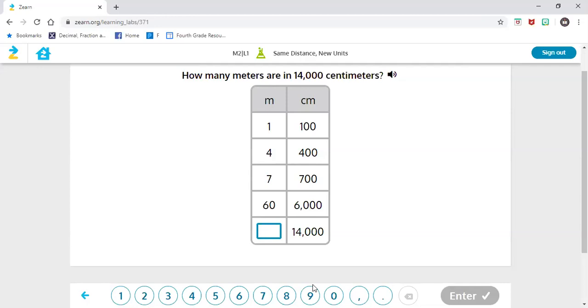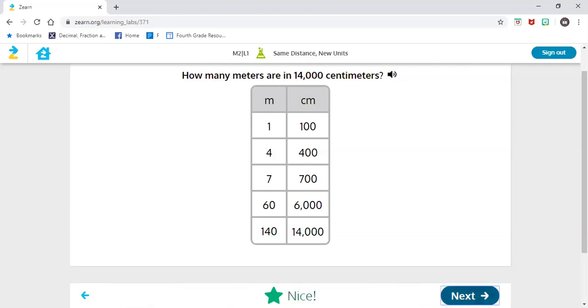Okay, so now this time I'm calculating centimeters, how many meters are in 14,000 centimeters. So I'm going to divide by 100. And that's going to give me 140. Because if I multiply 140 times 100, it'll give me 14,000.